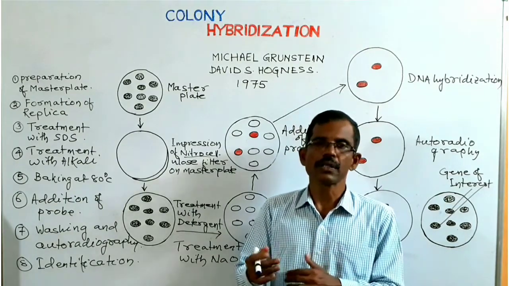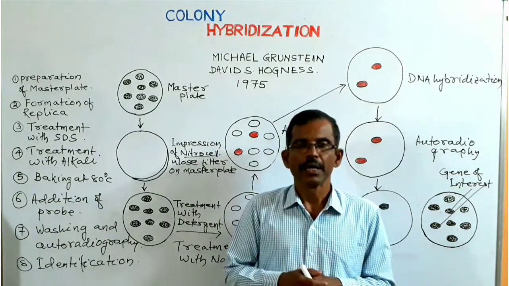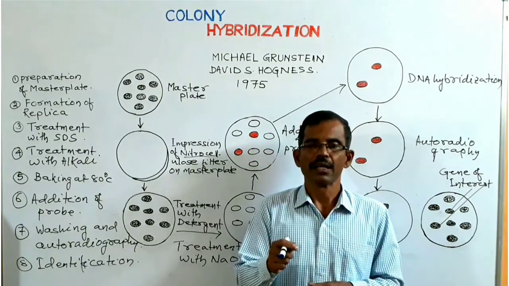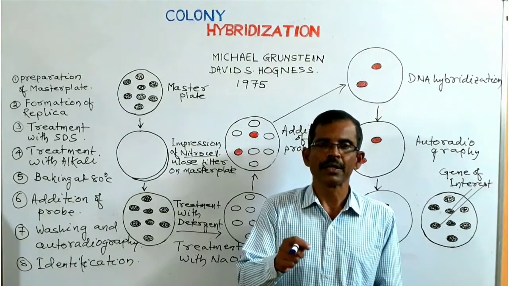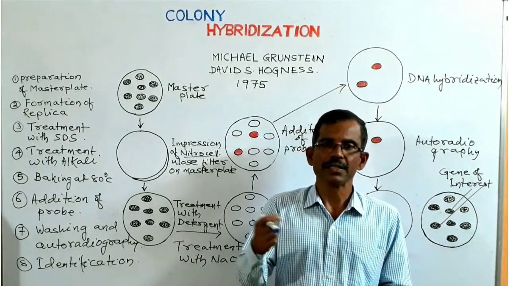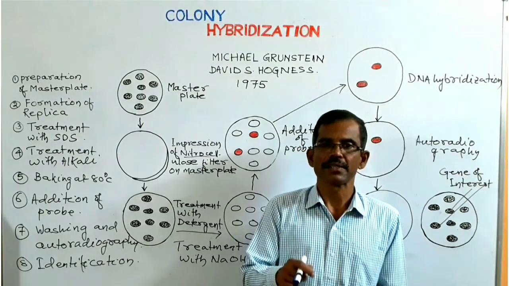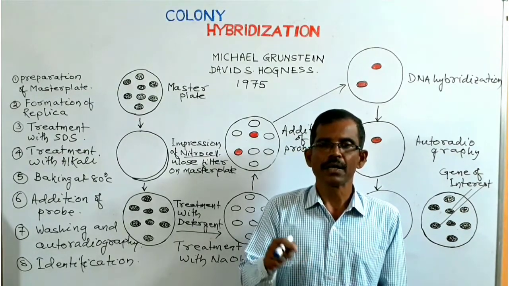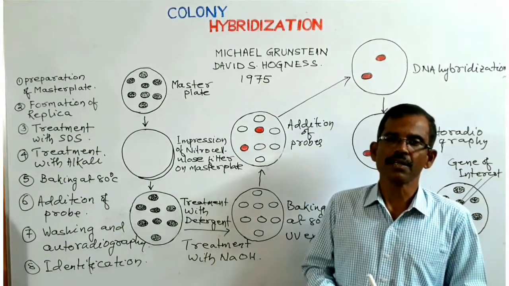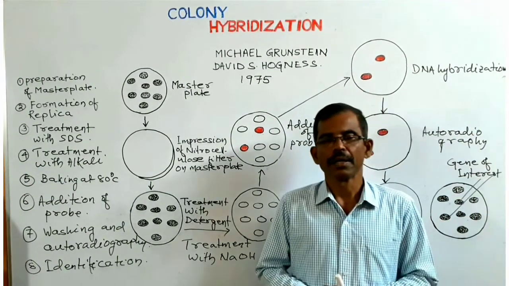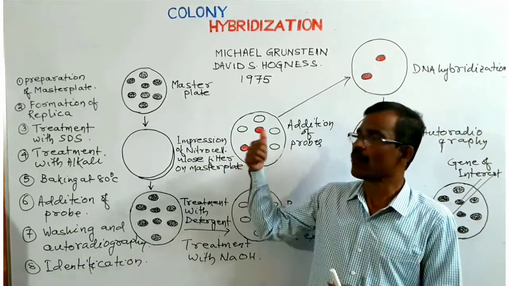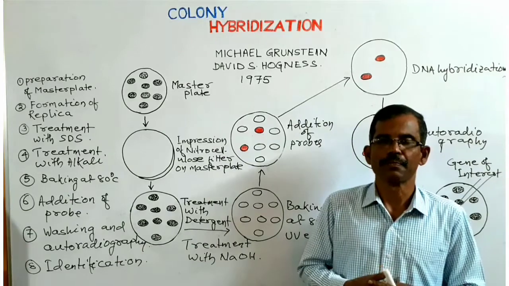After introduction of recombinant DNA, it is necessary to select the bacterial cells that contain the recombinant DNA. By colony hybridization, one can easily select the bacterial cells that contain the recombinant DNA. Bacterial cells that contain the recombinant DNA can be selected and separated by the technique of colony hybridization.